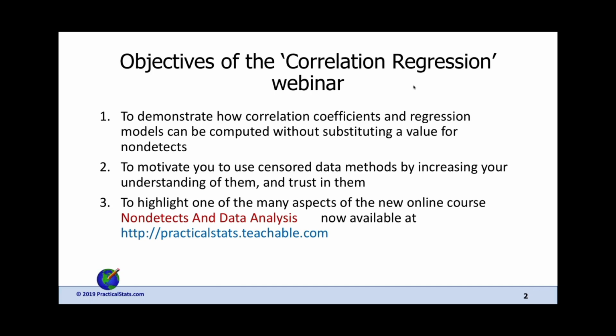What we're trying to cover today is to first demonstrate how correlation coefficients and regression models can be computed without substituting a value like 1/2 the detection limit for your Nondetects. And then second, to motivate you to use these methods because they are available in many different software packages. And so I want to increase your understanding and your trust in them and how they work.